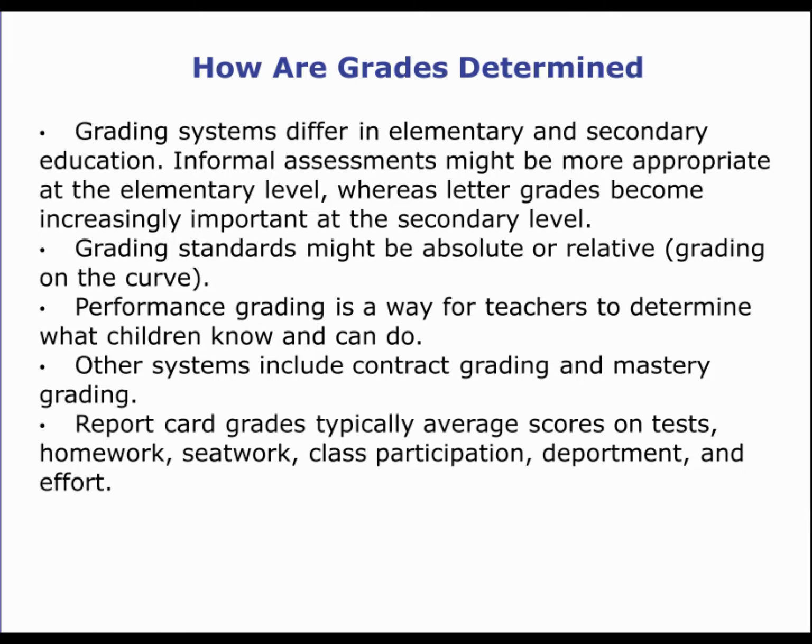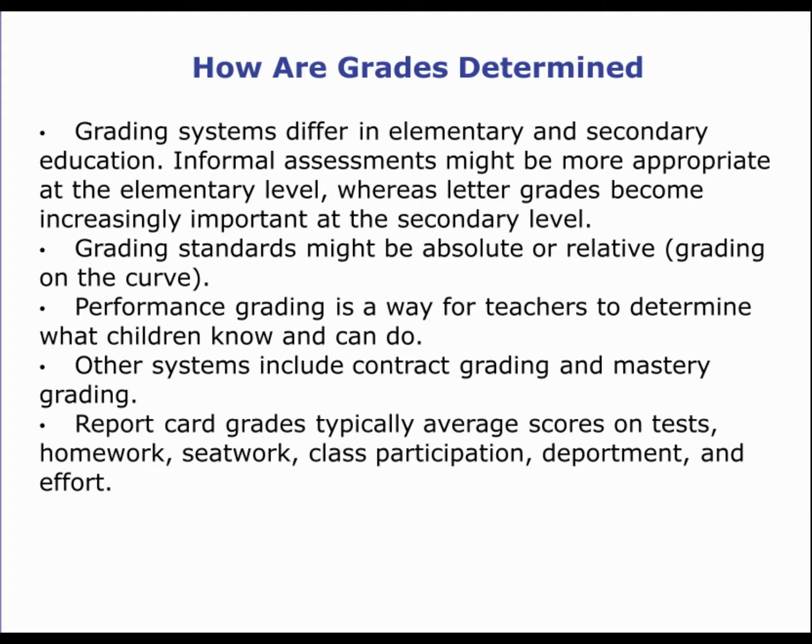Also in the chapter, we looked at how grades are determined, and there are different ways that we can look at grades. Grading systems differ in elementary and secondary education. Informal assessments might be more appropriate at the elementary level, whereas grades become increasingly important at the secondary level. You go into a kindergarten class, they're not giving them A's or B's. They're giving them pluses and minuses based on how they're doing.